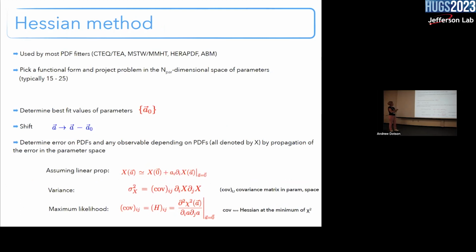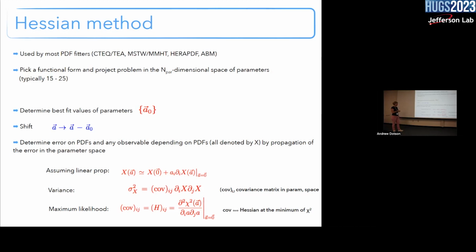So the Hessian method is used by most PDF fitters. You pick a functional form and you project into the n-parameter dimensional space. Then you have a big paraboloid in the parameter space. You want to find the minimum of this paraboloid, which defines the best fit of the parameters, A naught. To do that, usually you use MINUIT or some minimization algorithm in the parameter space. And then you shift your parameters by A minus A naught, and you determine the error on the PDFs and on any observables depending on the PDFs by the propagation of the error in the parameter space.